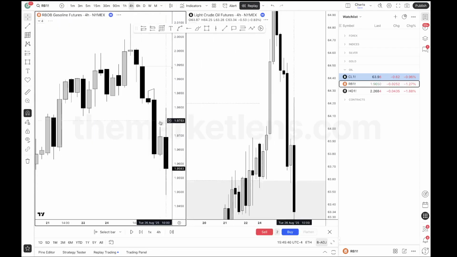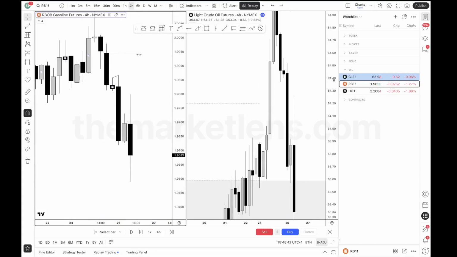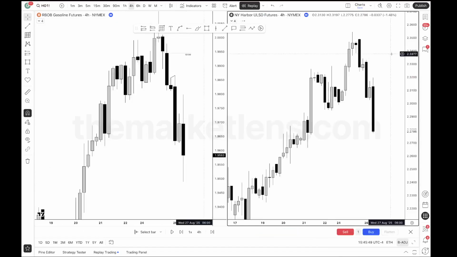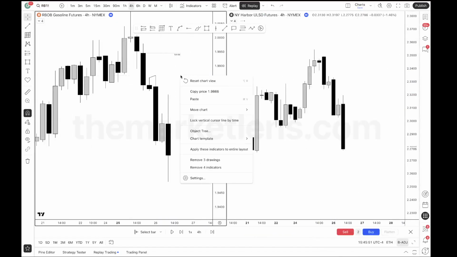Now, let's go into later on in the day. So what do we have here, guys? Let's pull up HO over here. This is a little bit of an asset organization sequence.